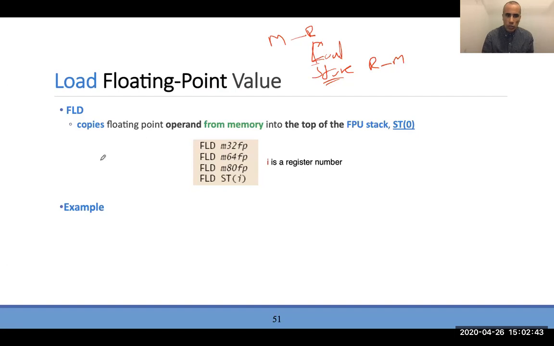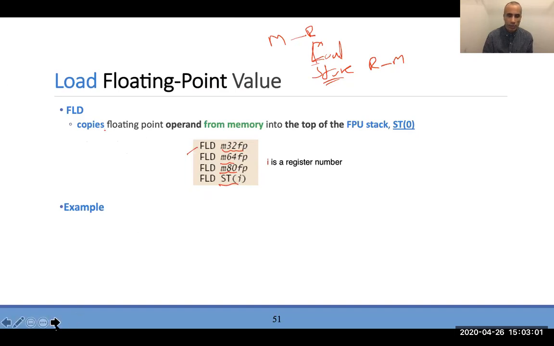Keep that in mind. So now we're focusing on getting something from memory, and we want to store it in the top of the stack. So these are the instructions. You can handle 32-bit, floating point, 64, 80, or you may load to a specific register.